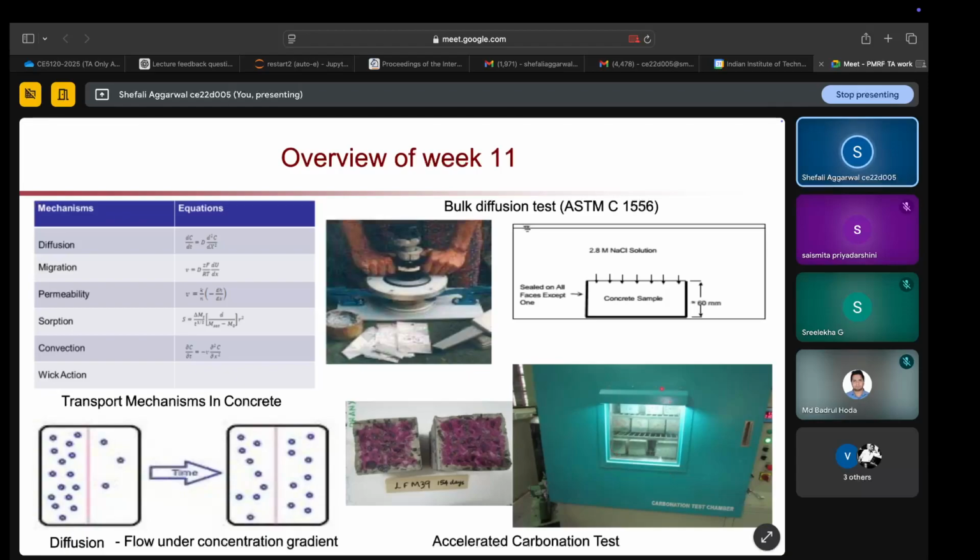In accelerated we have a carbonation test chamber, where we are forcing a particular amount of CO2 into the chamber, and after a particular time we will break open the specimen, spray phenolphthalein over it, and see the carbonation depth. Wherever your pH is less than or equal to 9, the phenolphthalein will give no color. However, at higher pH it will give pink color. So from here you can calculate your carbonation depth.